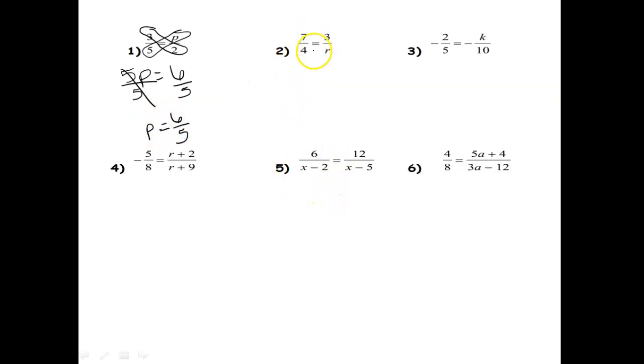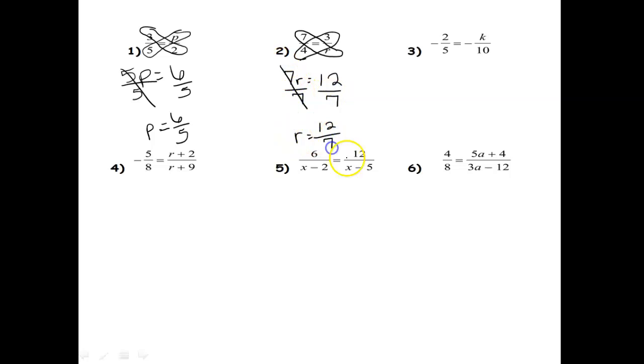All right, we're going to do the same thing here on number 2. You're going to cross multiply. 7 times r equals 4 times 3, which is 12. And then we get r by itself, and you divide both sides by 7. R equals 12 over 7.